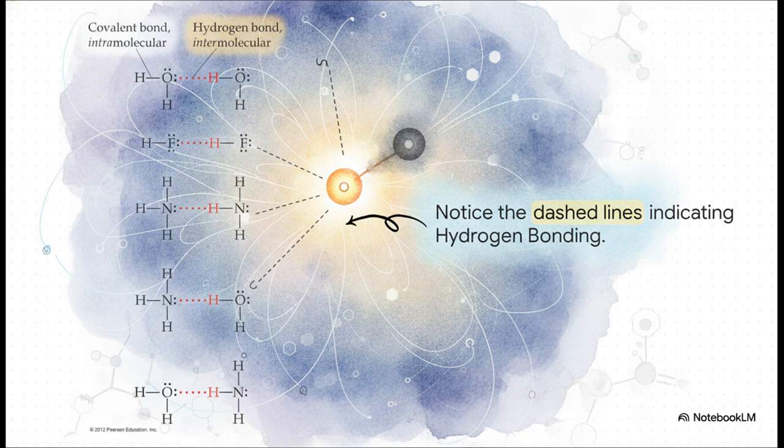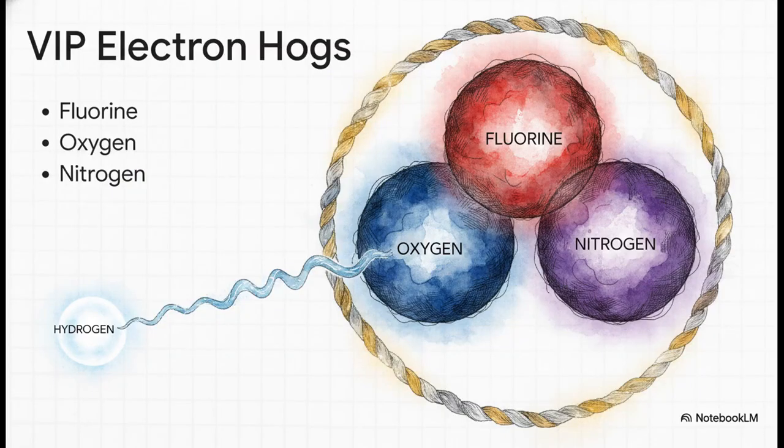Notice those dashed lines connecting them? This is called hydrogen bonding. Now, what's really interesting here is the specific requirement for this supermagnet. It doesn't happen with just any atoms. You need the VIP club of electron hogs: fluorine, oxygen, or nitrogen. If hydrogen isn't bonded to F, O, or N, you simply don't get the supermagnet.